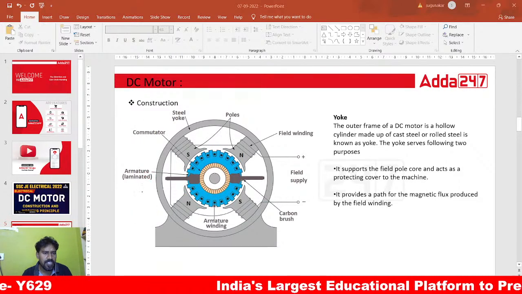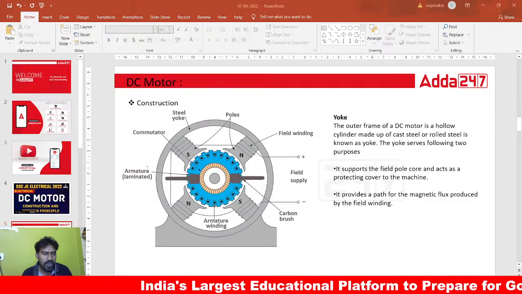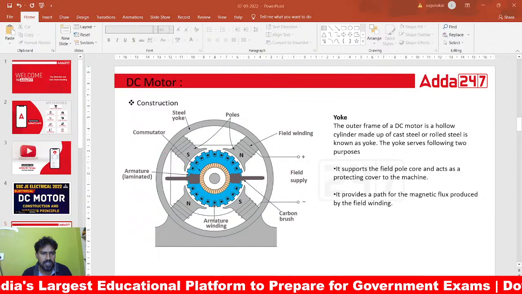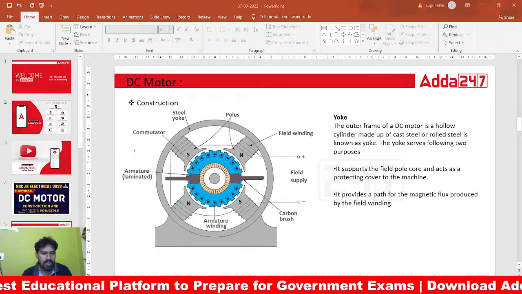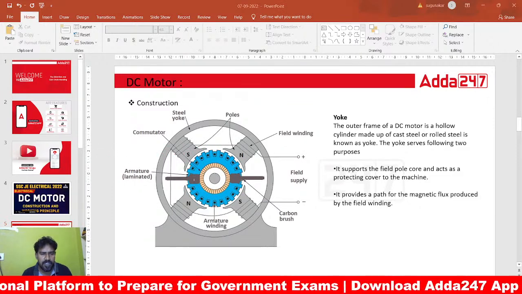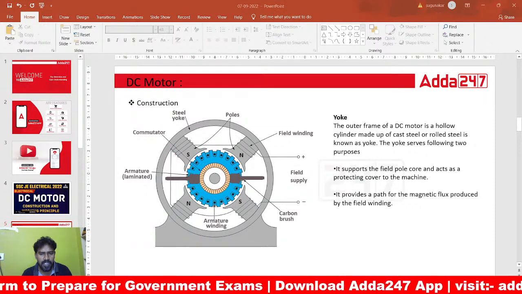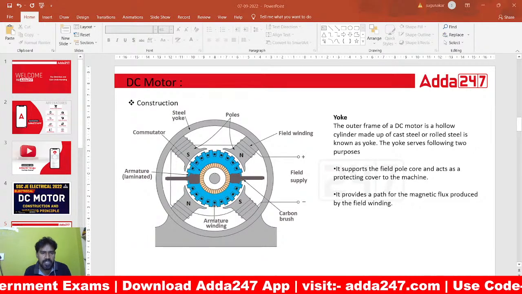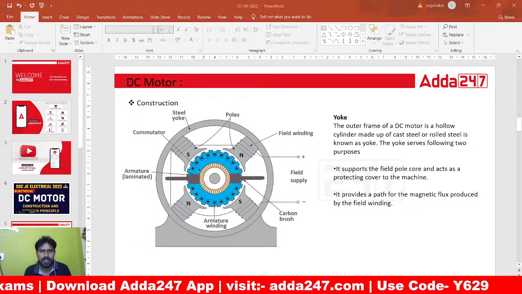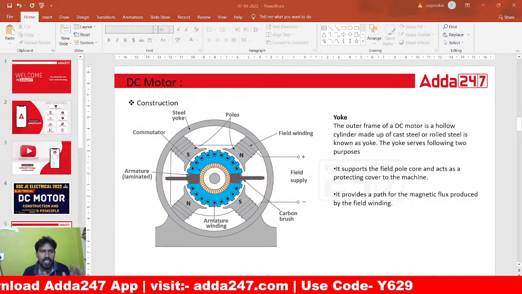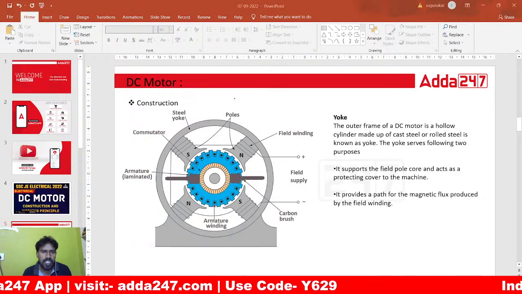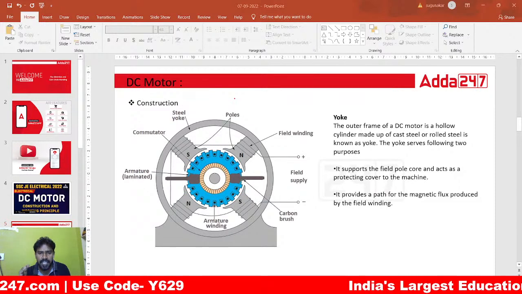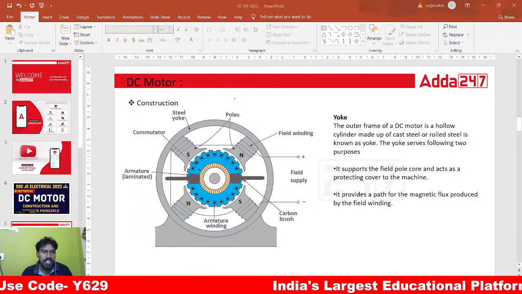The armature core is laminated. And here are the brushes, which I am going to represent. These are the main parts in the DC motor. But we are focusing mainly on the field and armature. The entire operation depends on only these two parts.